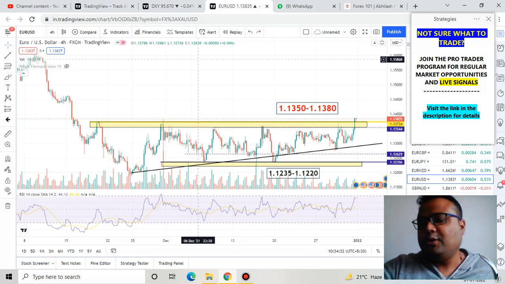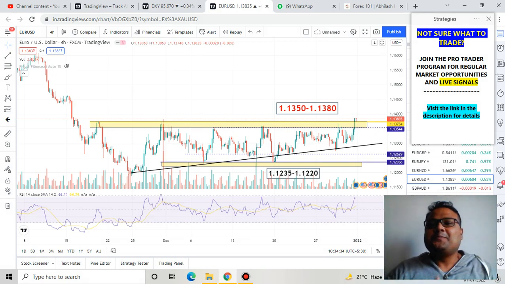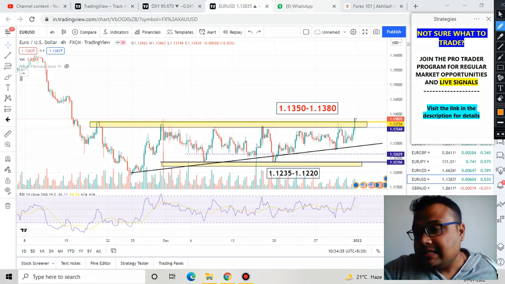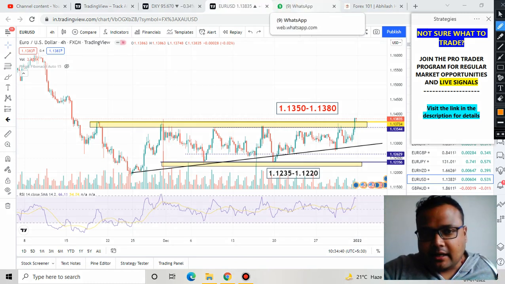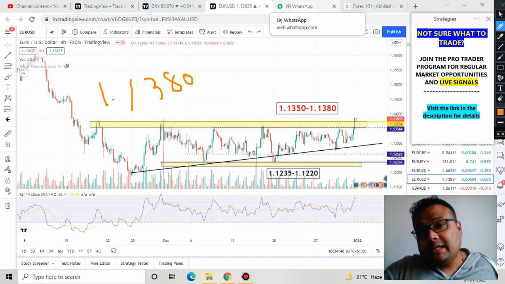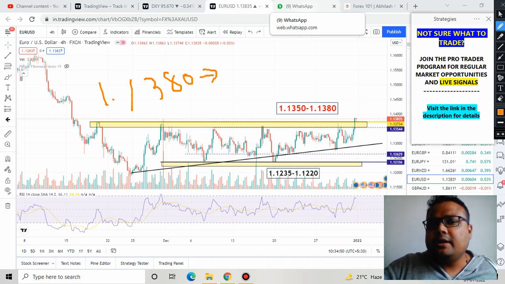Now let's talk about Euro USD. As we all know, support becomes resistance and resistance becomes support in the market. 1.1380 was the resistance, so there is a possibility that 1.1380 will be acting as the new support for the market. Because it was the resistance, it will be acting as the new support.